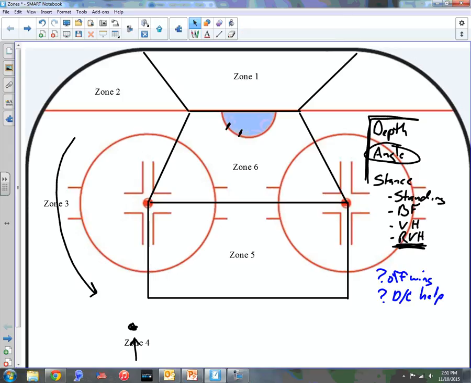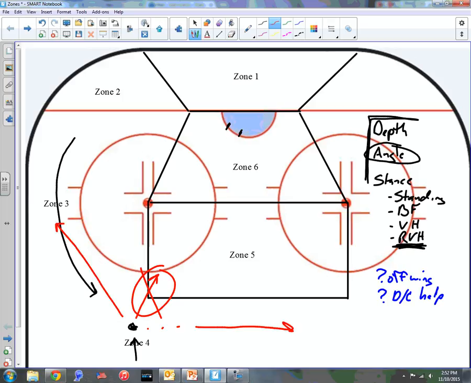But you want to have enough depth that you can take away a lot of angles. And this person typically isn't going to just walk in. That's probably not going to happen. They're going to have some kind of a pass to a partner. They're going to have a pass to the half wall. They'll have a shot to the net. And all of those things are going to require you to move into that play.